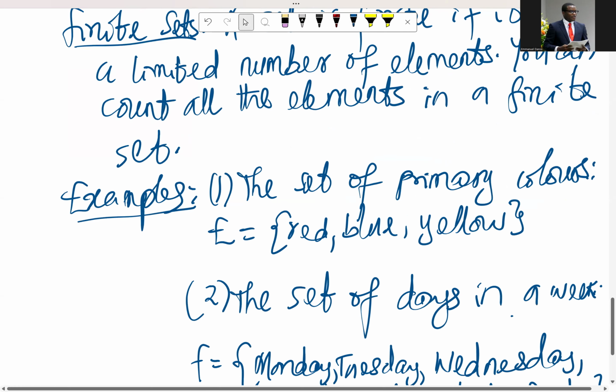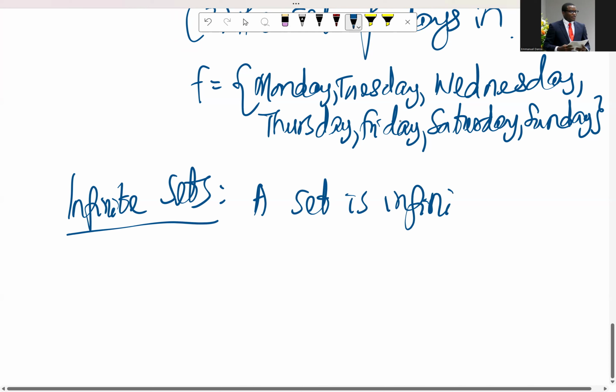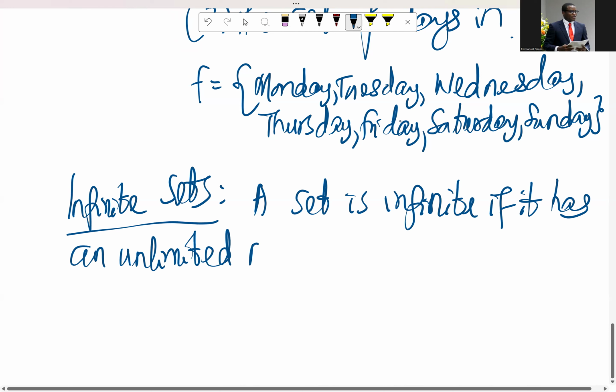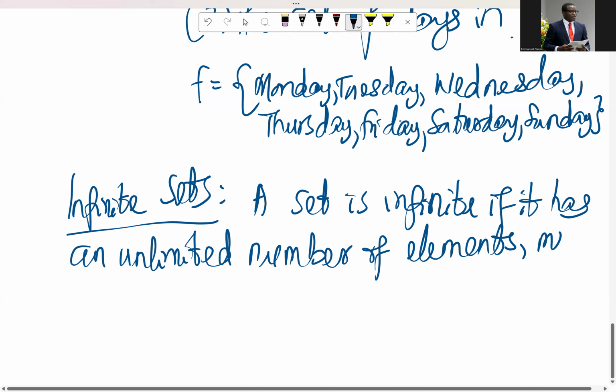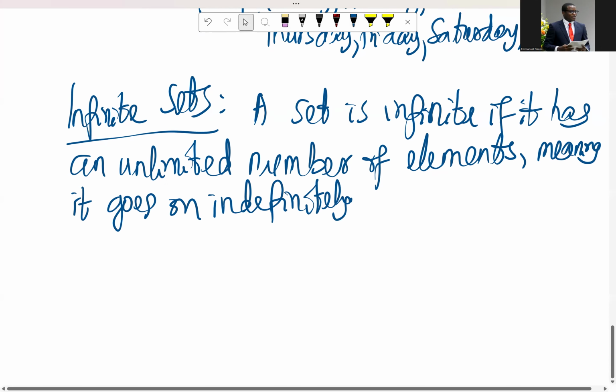Now, talking about infinite sets, like we already know, a set is infinite if it has an unlimited number of elements, meaning it goes on indefinitely. So that's an infinite set.